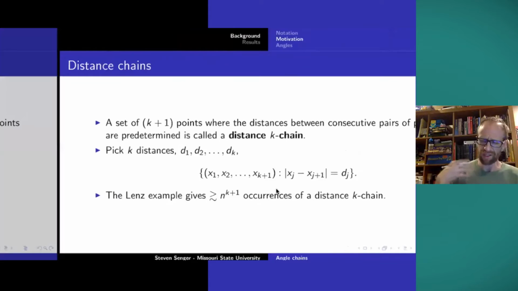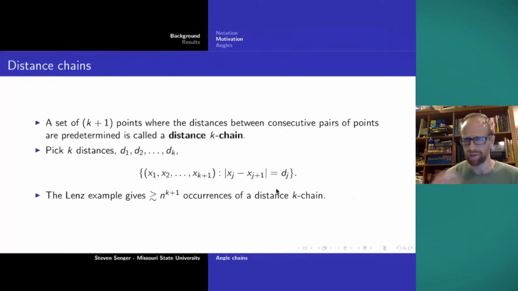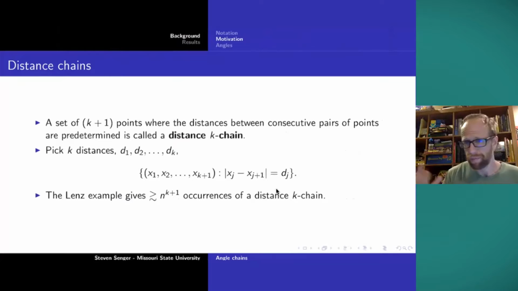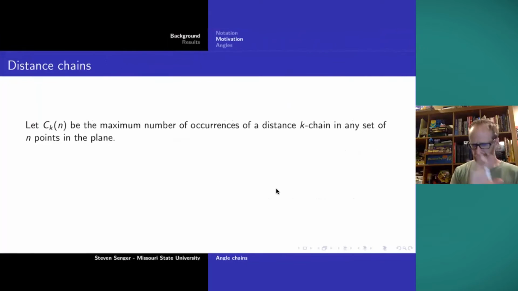And I'm saying this is specifically a distance k chain because, of course, we're going to be talking about angle chains today. But if we think about the length example, it applies still for this chain thing. If I'm looking at the two circles in the lens example, I can just keep zigzagging back and forth, and I'll get roughly n to the k+1 occurrences of my distance k chain. You can modify this a little bit if you don't want all the distances to be the same, but let me not dilly-dally too much there.